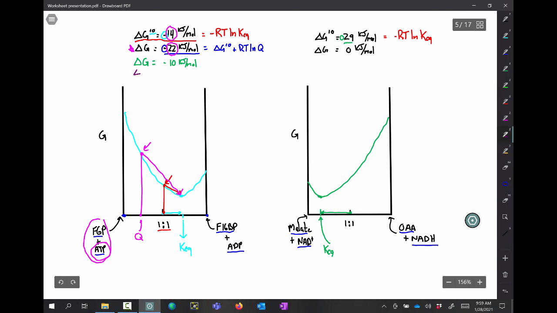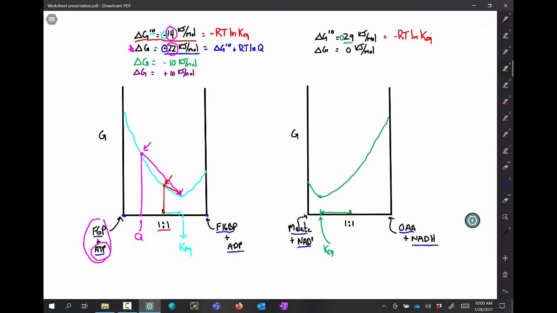Let me do one more. What if I were to say this? Now its actual conditions are positive 10 kilojoules per mole. Where would I put my starting point in that case? So go ahead and pause it and predict where would I put my starting point, my Q value for those two quantities. Okay, so hopefully you have done that, and we can now look at this together.